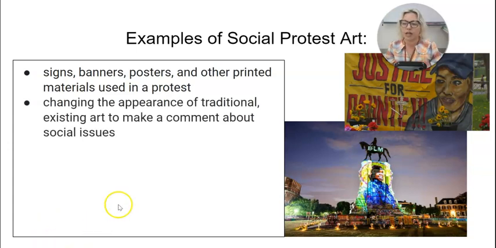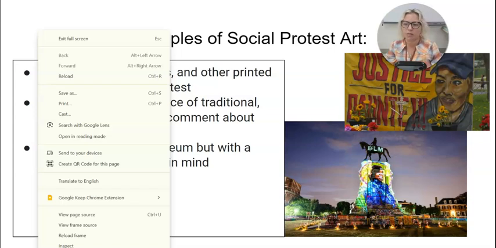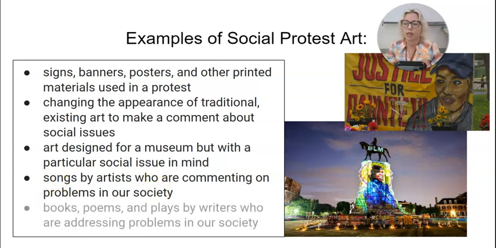So we certainly have those kinds. That would be the second bullet point here. It's changing the appearance of a traditional existing art to make a comment about social issues. Also art designed for a museum, but with a particular social issue in mind. So it doesn't have to be outside on the streets in the middle of a social protest. Another example is songs by artists who are commenting on problems in our society, like music by J. Cole. Books, poems, and plays by writers who are addressing problems in our society are more examples.